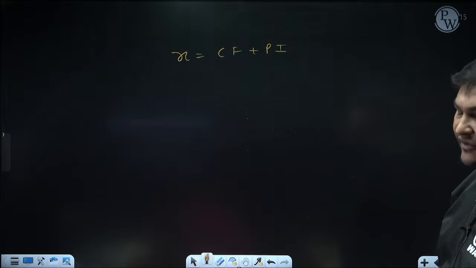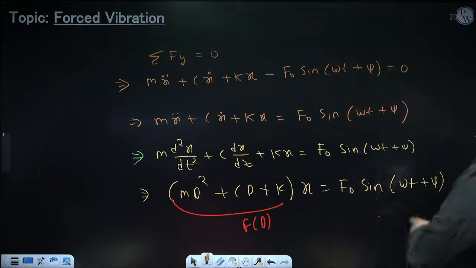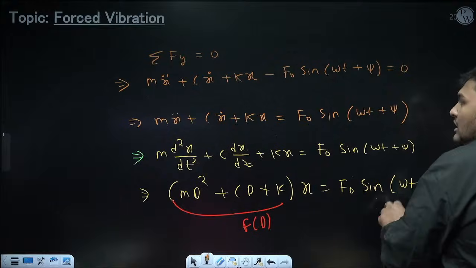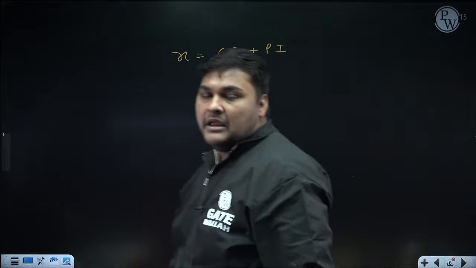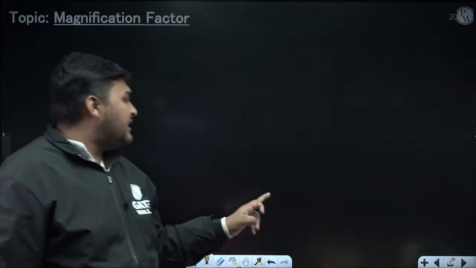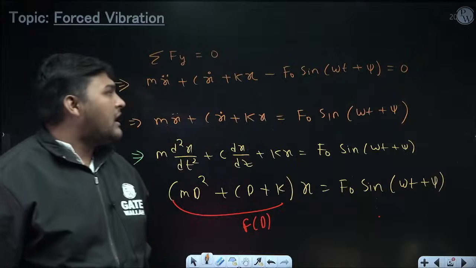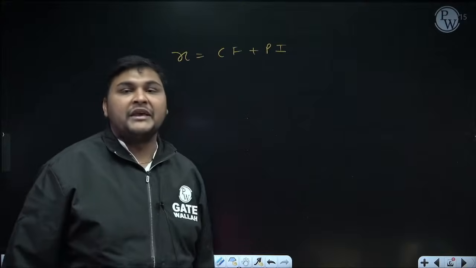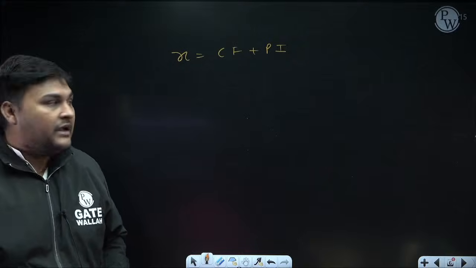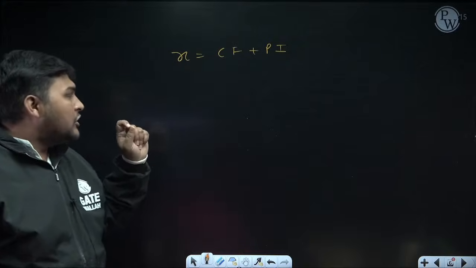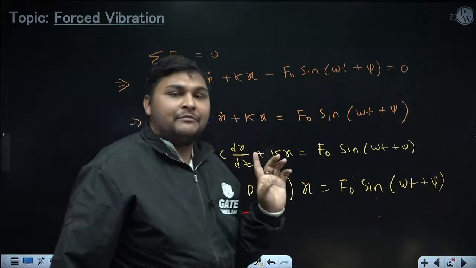Now what is the difference? In free end vibration, since the RHS was 0, the PI was 0. But here, since some function of the independent variable time is coming on the RHS, PI will also come. Here PI is not 0, so we need to find PI also. That is the difference. But what about CF? Will the CF calculation be the same?